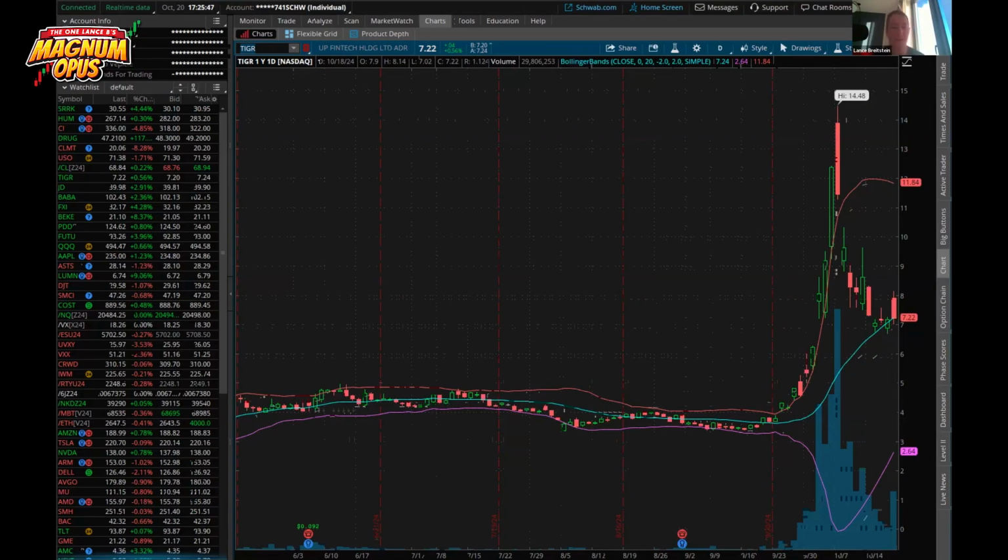What sort of sample size do I give before I start making changes in my trading?